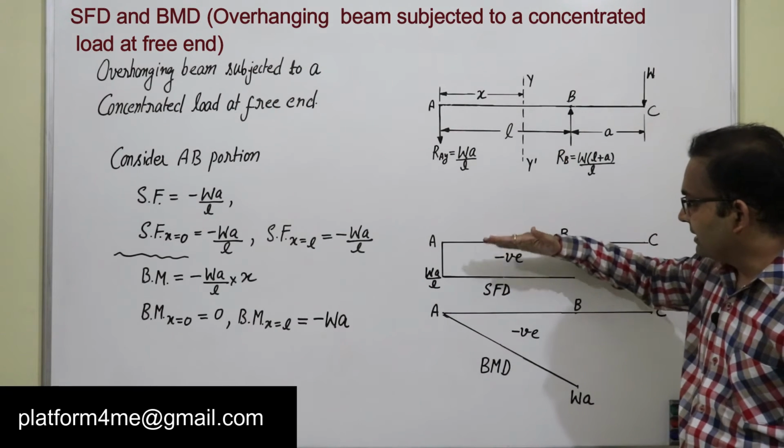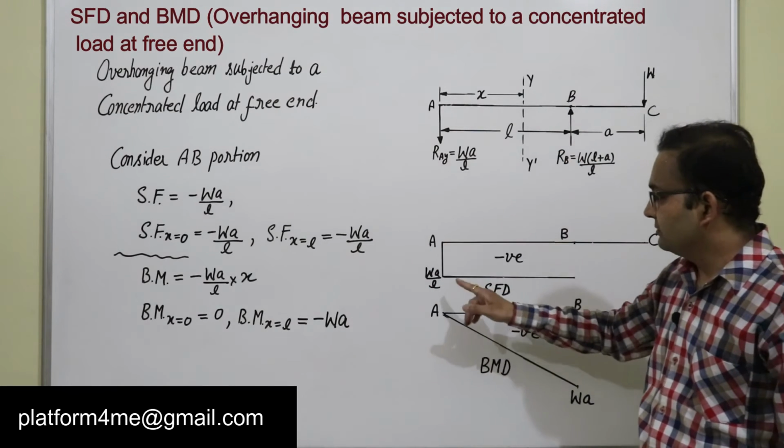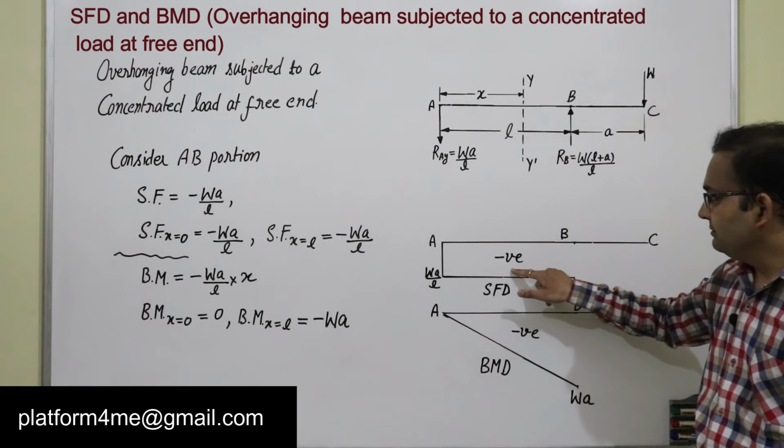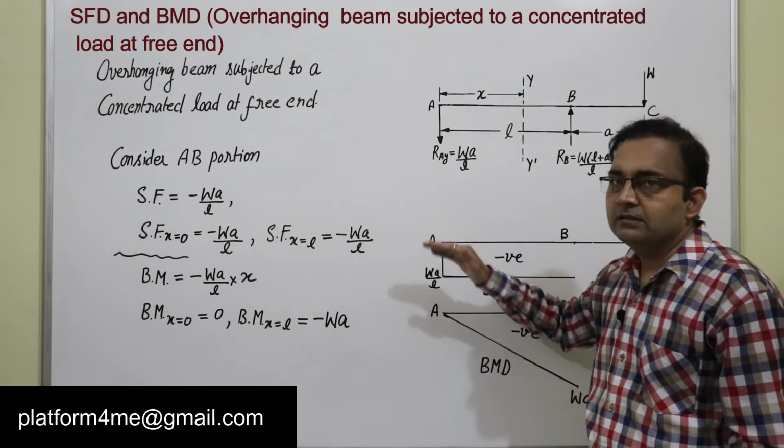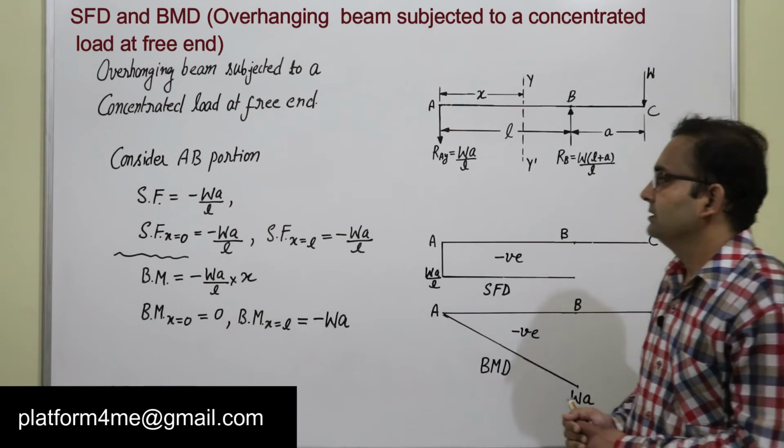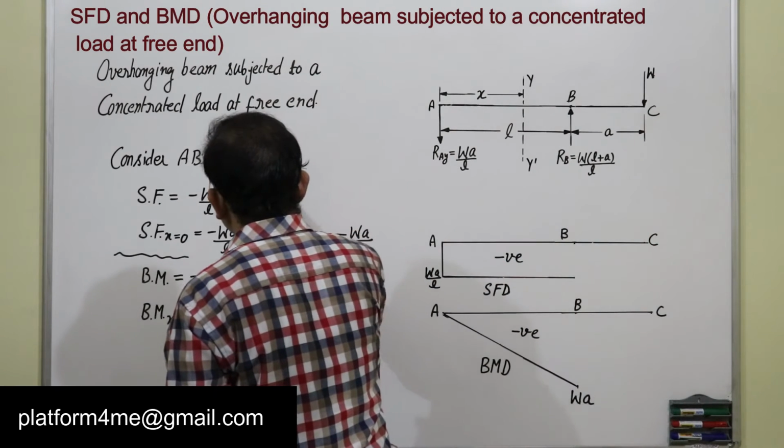I am representing negative below this line, that is why I have written here negative, and value is WA by L, means it is negative. So, we can write here it is constant.